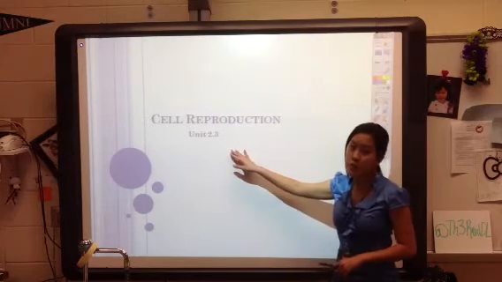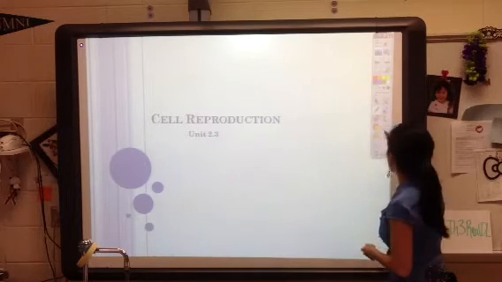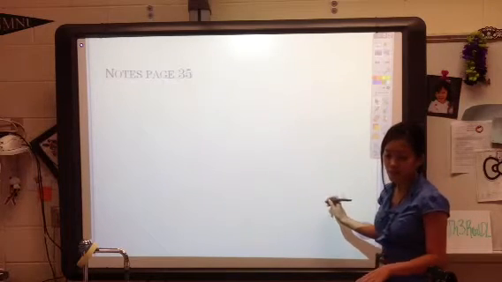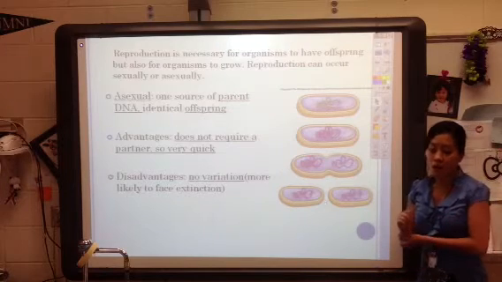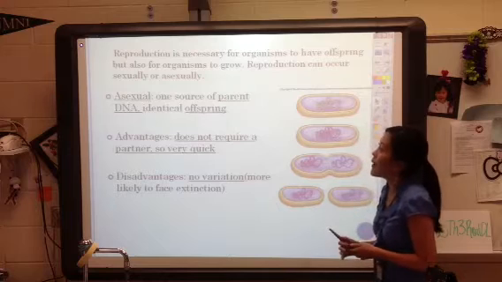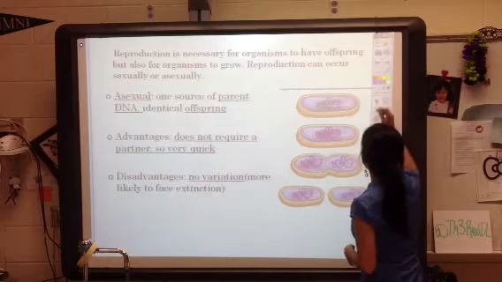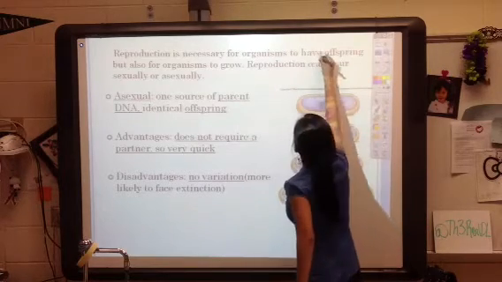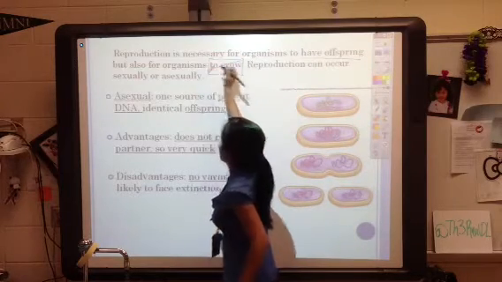Starting with Unit 2.3 today, we're going to start talking about cell reproduction. We'll actually be on page 35 of your notes. Reproduction is necessary for all organisms to have offspring, so to make babies, but it's actually also important for them to grow. So cell reproduction is not just about having offspring, but it's also really important to grow, and you want to remember that, okay?